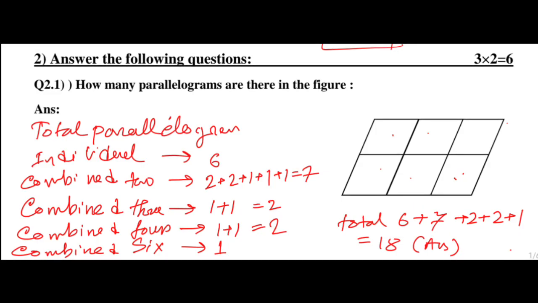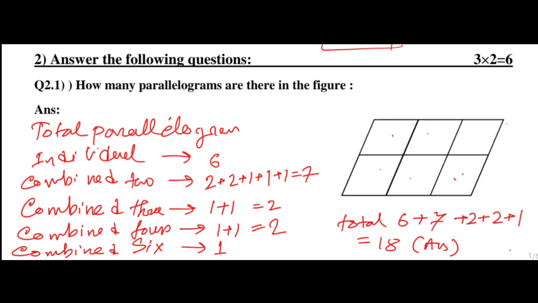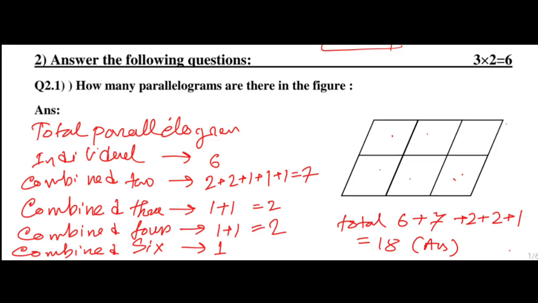আচ্ছা, এখানে দেখো মোট 18টা প্যারালেলোগ্রাম আছে। So individual 6 means the smaller parallelogram, number of smaller parallelogram will be 6. This is clear everyone. Combined of 2 means the smaller two parallelograms with combination they form another parallelogram. These kind of parallelograms are 7.